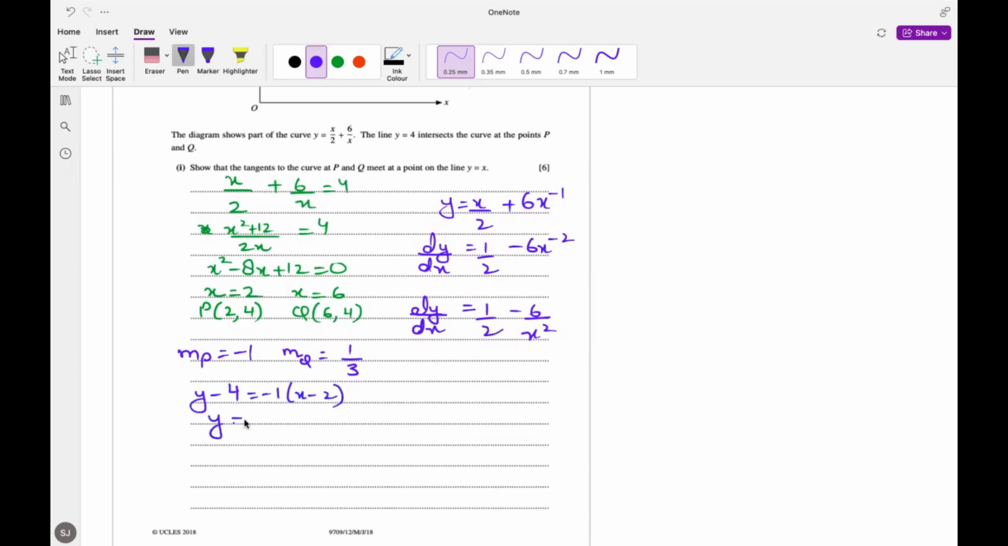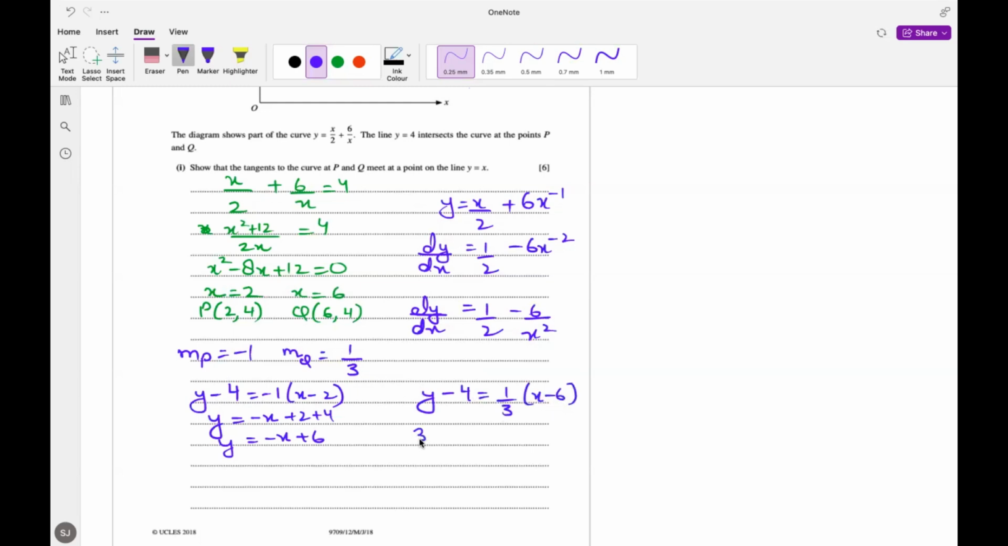This will be y equals minus x plus 2 plus 4. So the first equation will be y equals minus x plus 6. For the equation of the tangent at point Q, we have the coordinates 6 comma 4. So this will be y minus 4 equals 1 upon 3 into x minus 6.